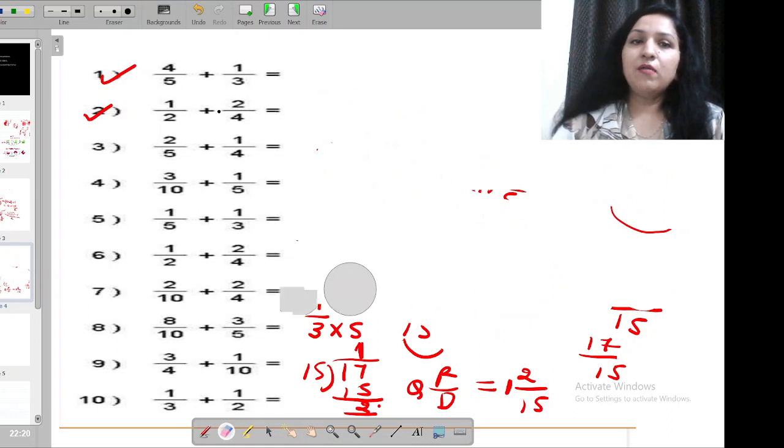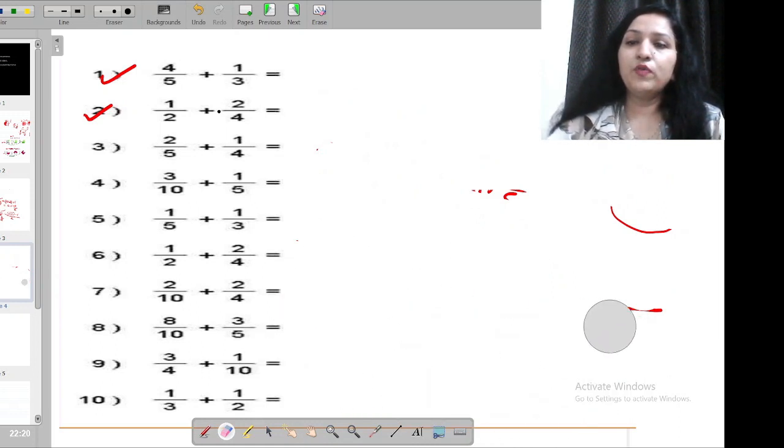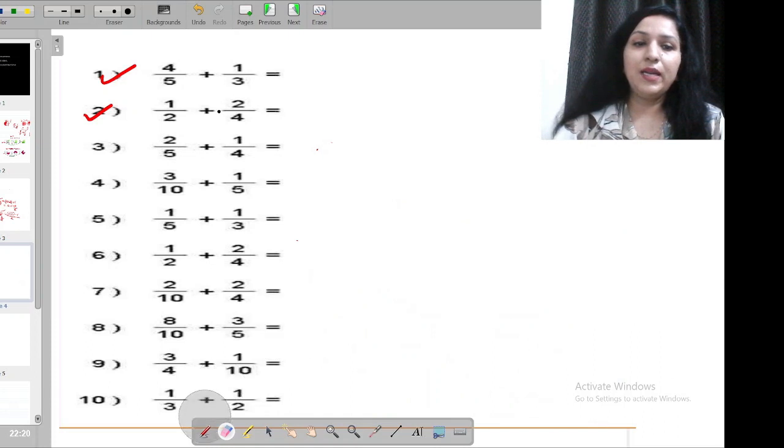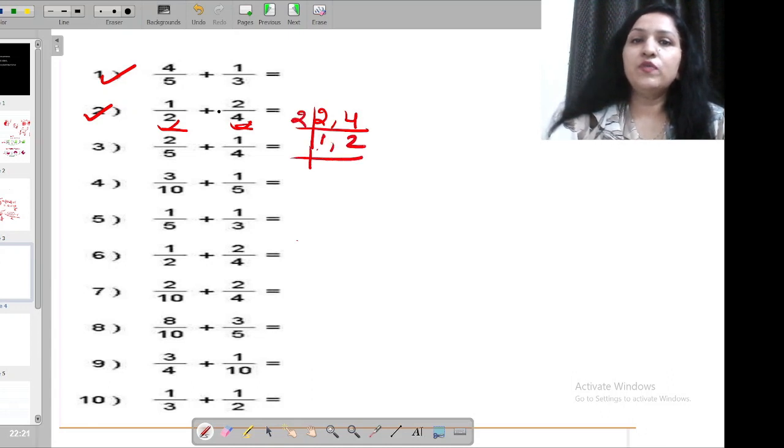Question number 2 is 1/2 plus 2 upon 4. They both are again unlike fractions. For adding unlike fractions, the denominator has to be same. So step number 1 is taking the LCM of only the denominator, not the numerator, just the denominator. So LCM of 2 and 4. 2 into 1 is 2. 2 into 2 is 4. Again, 2 into 1 is 2 and 1 as it is. Product of these two numbers, 2 multiplied by 2, 4 is the LCM.